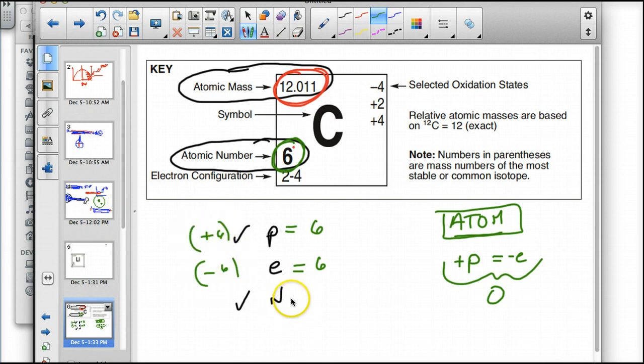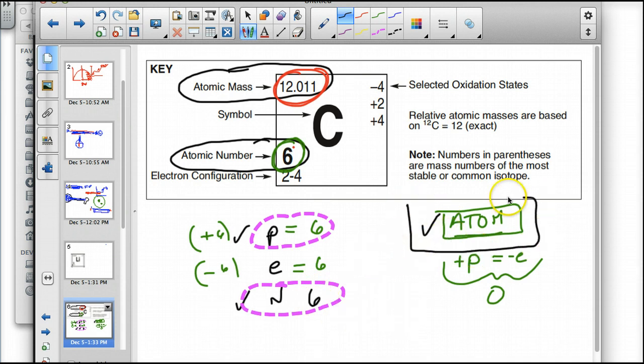Neutrons are neutral from table O. But how do I get neutrons? Well, I know that these two, right here, give me the mass of the atom. Well, the mass of the atom is 12, but 6 of those 12 are protons. So to get neutrons, it's 12 minus 6. 6 neutrons. Now, that's in an atom. Atoms are always neutral.